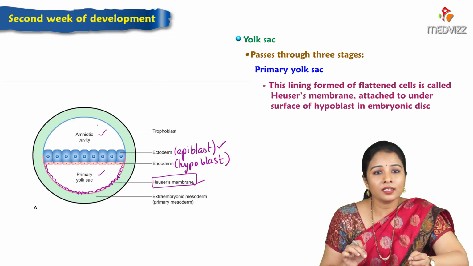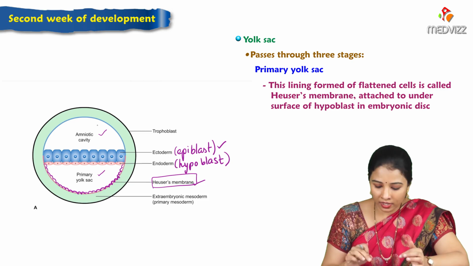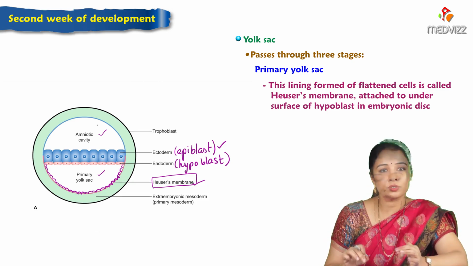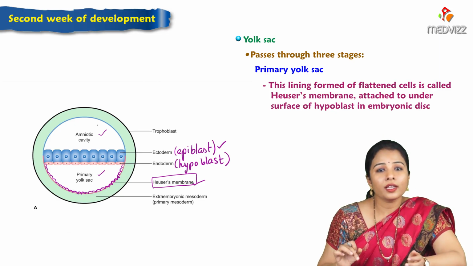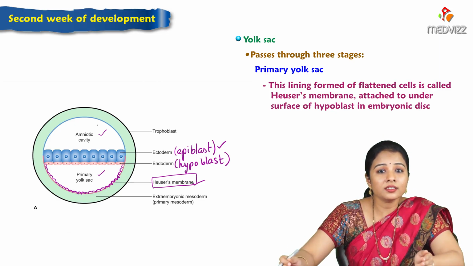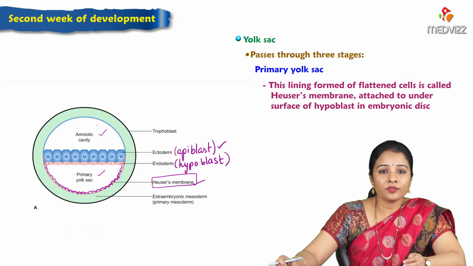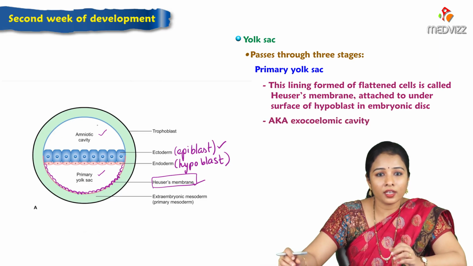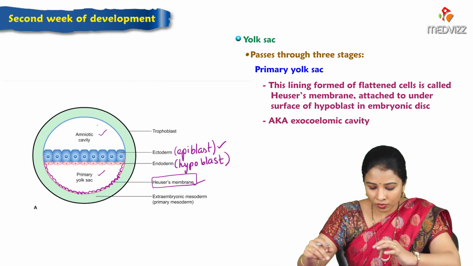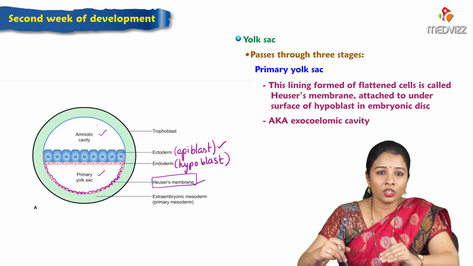And as it gets lined by the flattened cells derived from the extraembryonic endoderm derived from the hypoblast cells, forming the Heuser's membrane, it is called the primary yolk sac cavity. And this lining formed by flattened cells, called Heuser's membrane, is attached to the undersurface of the hypoblast by the embryonic disc, and it is also known as the exocoelomic cavity. So this primary yolk sac is otherwise also called the exocoelomic cavity.